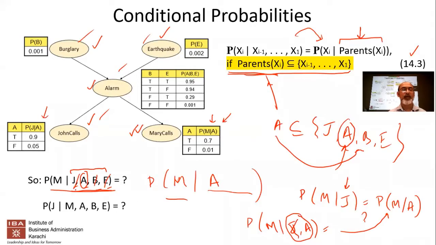So what could we remove over here? Probability of J that John calls, given all these other chaps. Can we simplify this? This is simply the probability that John calls given A. Why is that? Because A is the parent and we simply want to reduce it to the parents. So this is another important equation, 14.3, that will come in handy.